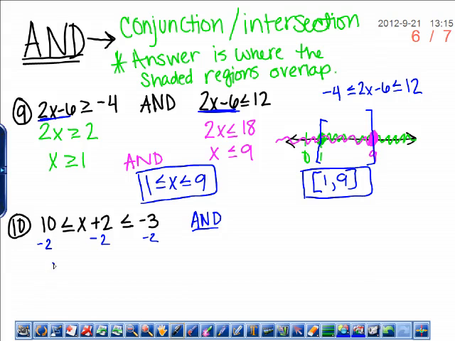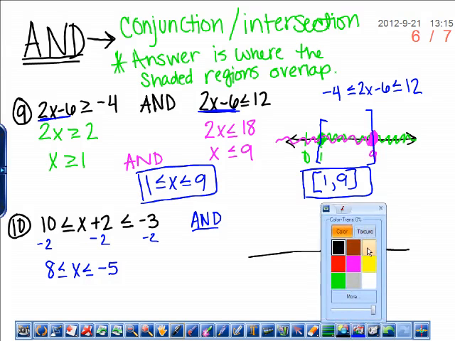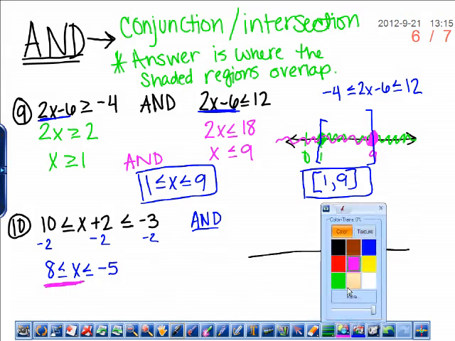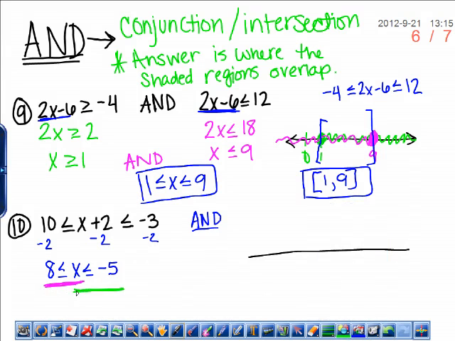All right, so 10 minus 2 is 8, is less than or equal to x, which is less than or equal to negative 5. Okay, so let's put this on a number line and check what we have. Will it ever be wrong? Hopefully some of you are already seeing a red flag here. Okay, I'm going to graph my 8 is less than or equal to x in pink, and I'm going to graph my x is less than or equal to negative 5 in green.